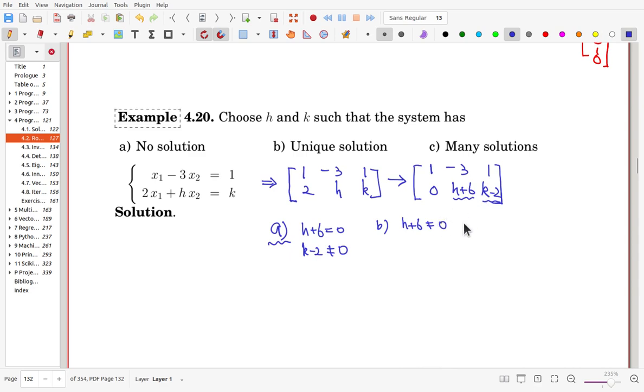Okay? Now, how about many solutions? For this one, you have to have at least one free variable, which means that h plus 6 must be 0. But if it is non-zero, then you don't have a solution. So simultaneously, k minus 2 must be 0. So these two are the conditions for many solutions. Okay?